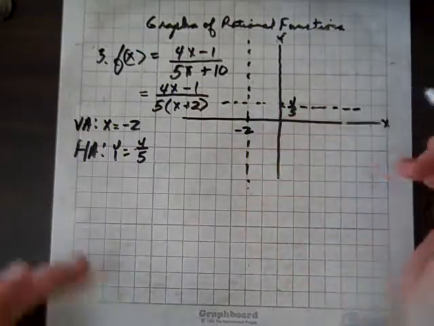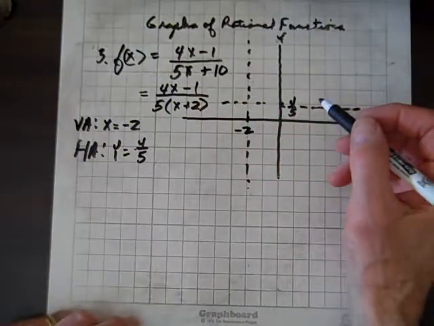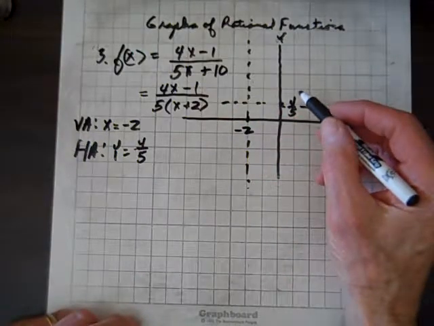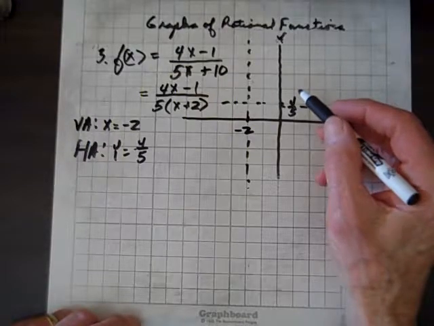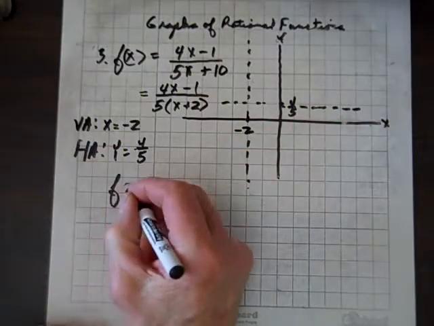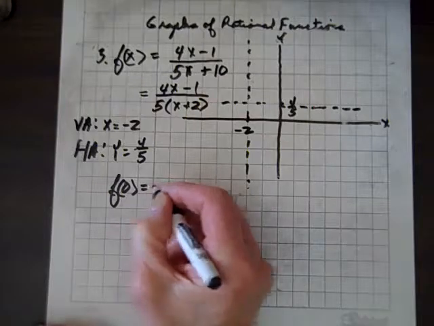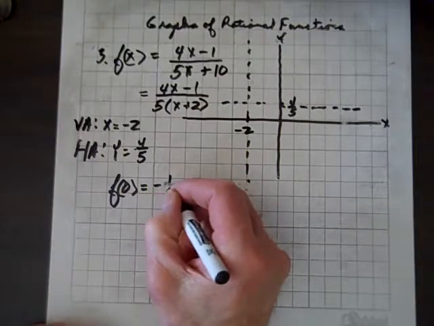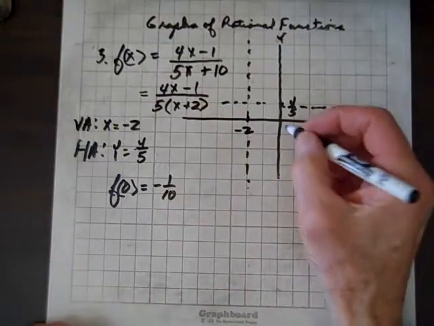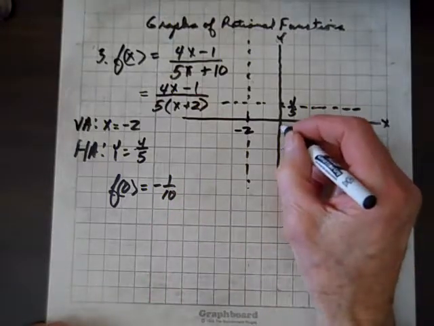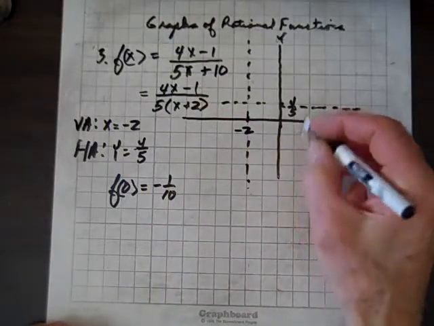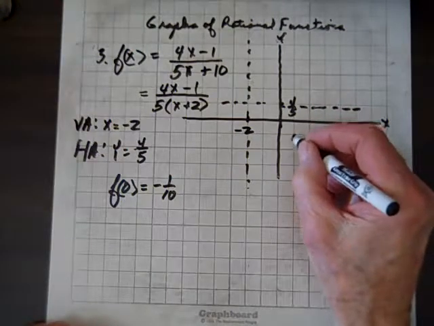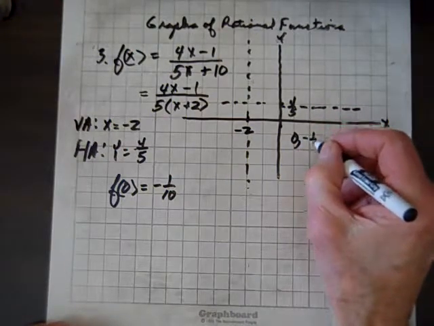Now we have to determine where do we place the graphs? Well, let's look at f of 0, and f of 0 turns out to be negative 1 over 10. So negative 1 over 10, very small. 0, negative 1 over 10.